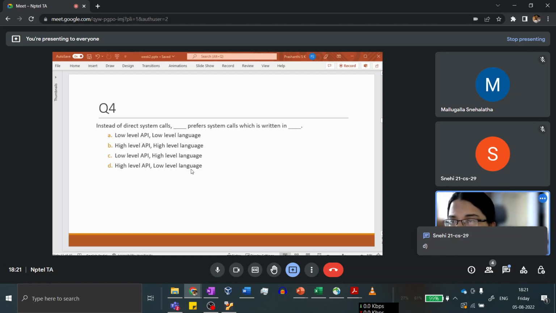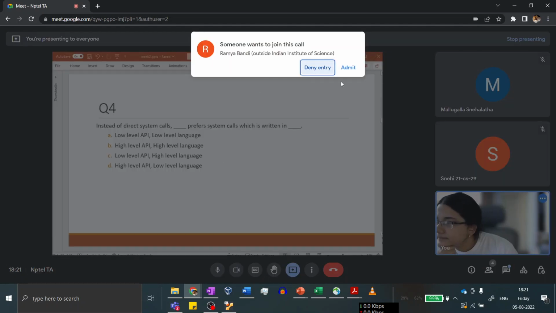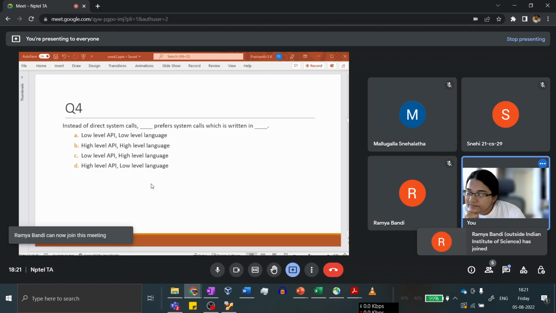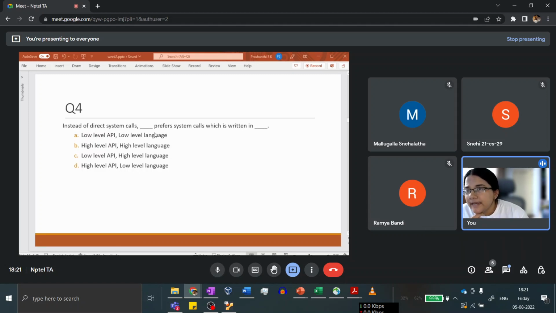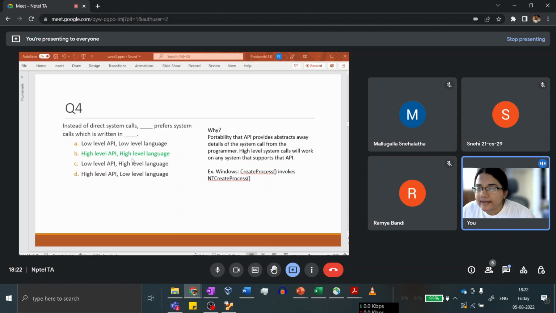Okay, D, which is high level API, low level language. Okay. So I'll repeat this question again for the benefit of people who just joined. Instead of direct system calls, blank prefers system calls which is written in blank. And you have a number of options which are a combination of low and high level API and low and high level language. Is there any other answer other than D that you guys think is right? Okay, let me move to the answer. So the answer is B, high level API, high level language.